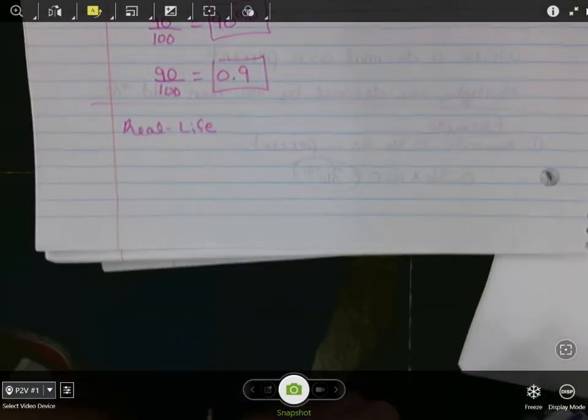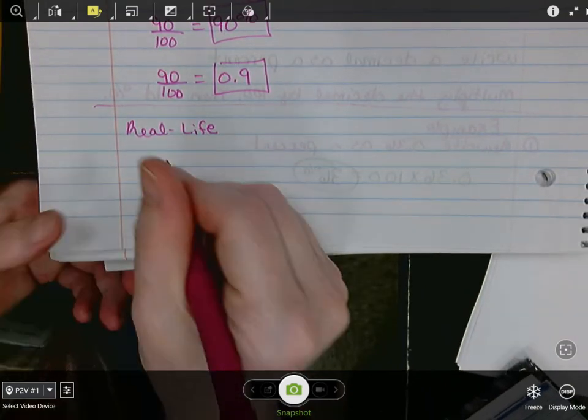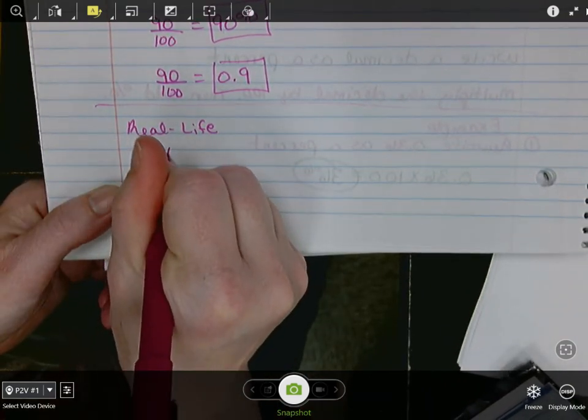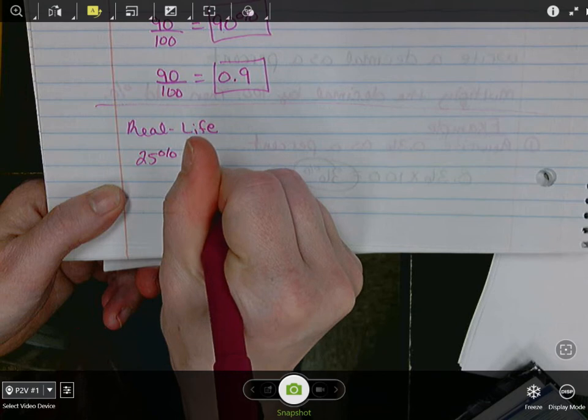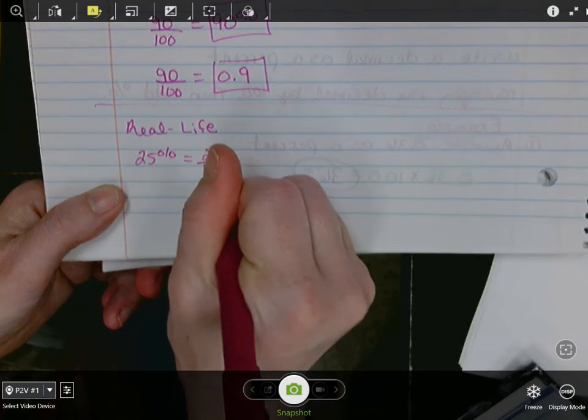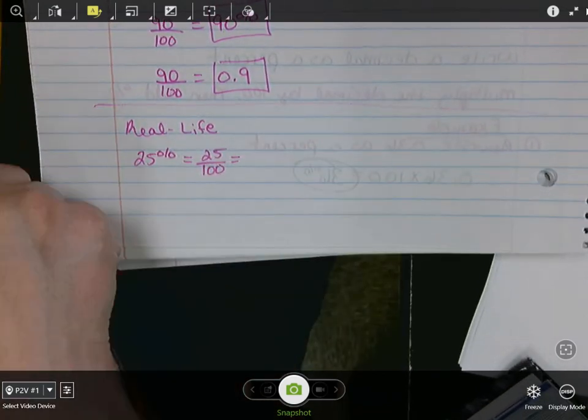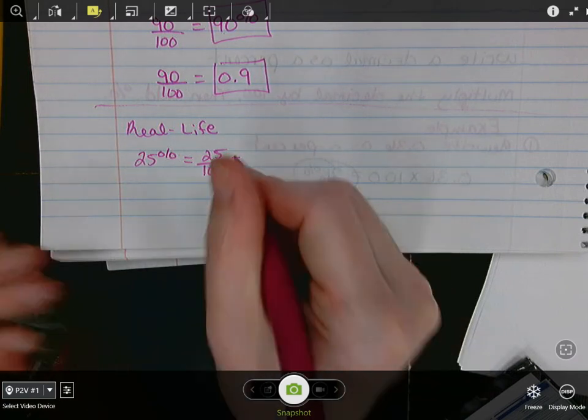Okay, so on your paper, we need to do 25% as a decimal. So we do 25 over 100. Then we divide 25 divided by 100, and we get 0.25.